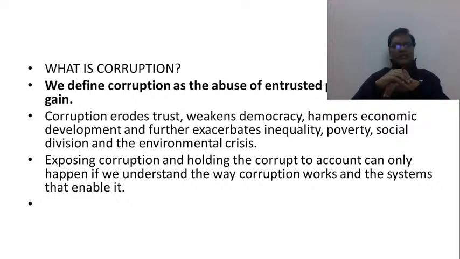Exposing corruption and holding the corrupt accountable can only happen if we understand the way corruption works and the systems that enable it. We can come out with solutions to corruption only when we understand why corruption takes place. This is very important. Unless we know the reasons why corruption is taking place, we cannot come out with any tangible, practical solutions.